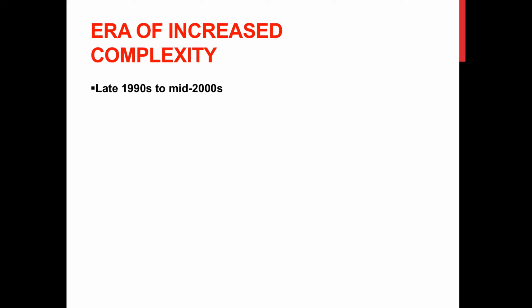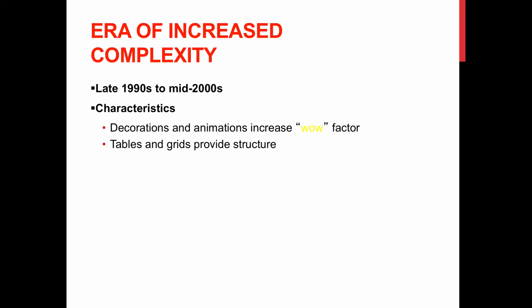So that leads us to the second era, which was really the era of increased complexity. Sites began to have more and more information. They began to link to more and more other sites. This was really the late 90s, so let's call it maybe 97, 98, all the way up through the mid-2000s. There's a big emphasis put on decorations of text, animations, and you really wanted people to say, wow, this website is so cool. This was the high time of Flash. It was the high time of where you might move your mouse around and maybe some snowflakes would drop off your mouse or something like that.